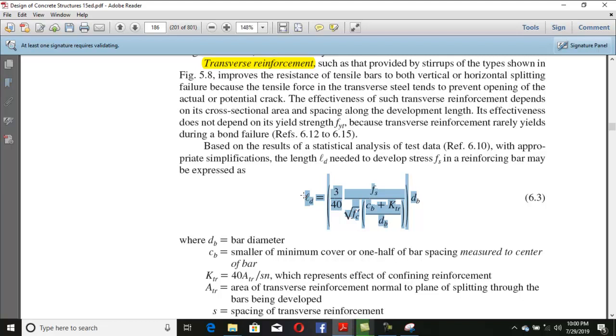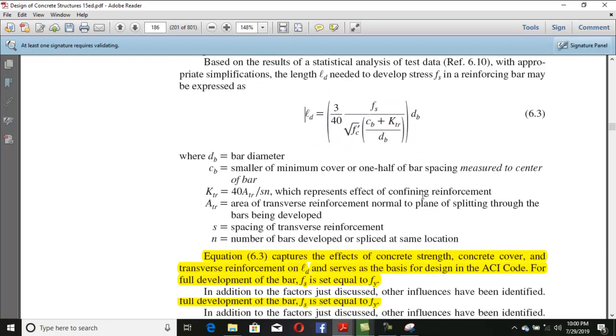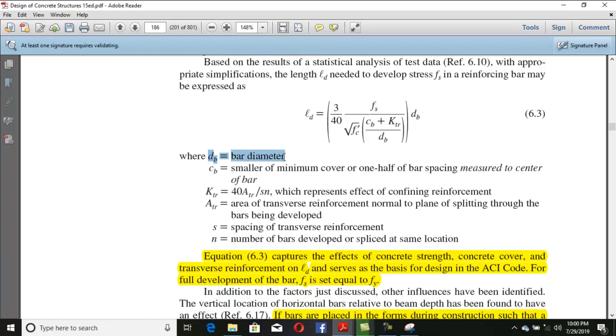So you can see that development length is equal to 3 by 14 fy and so on, roundabout like that. What is db? db is the diameter of the bar. cb basically is the smaller of minimum cover, or one half of bar spacing measured to the center of the bar.